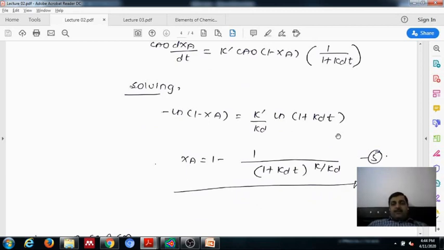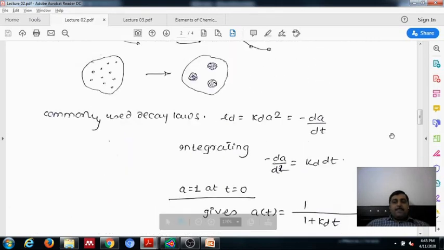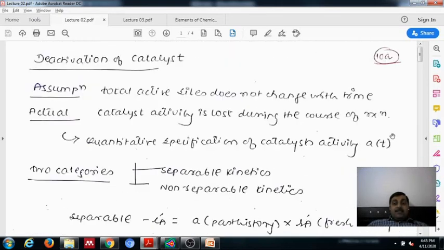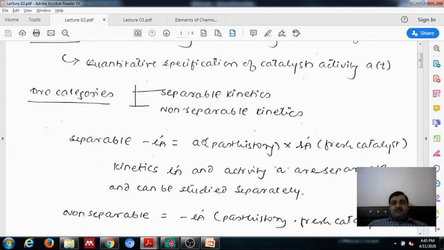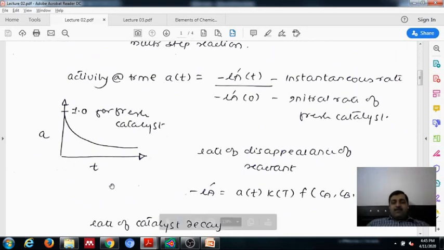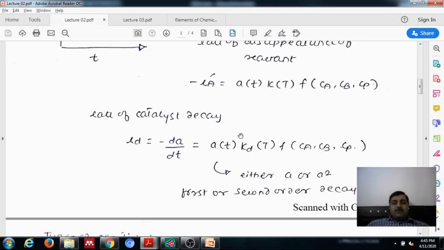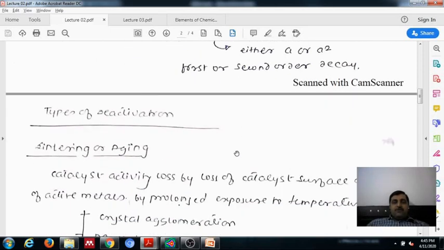So in this brief lecture, let us go back to the start and see what we have studied today. We studied the deactivation of catalysts. We tried to understand what are the factors that cause the deactivation. We have studied the difference between separable and non-separable kinetics. We talked about the activity of catalyst and its dependence on three different factors: time, temperature, and the species.